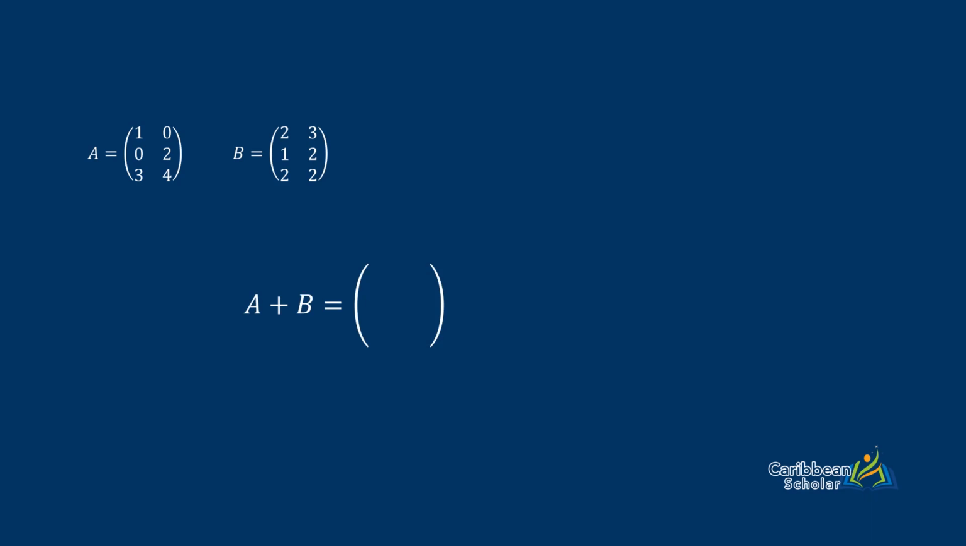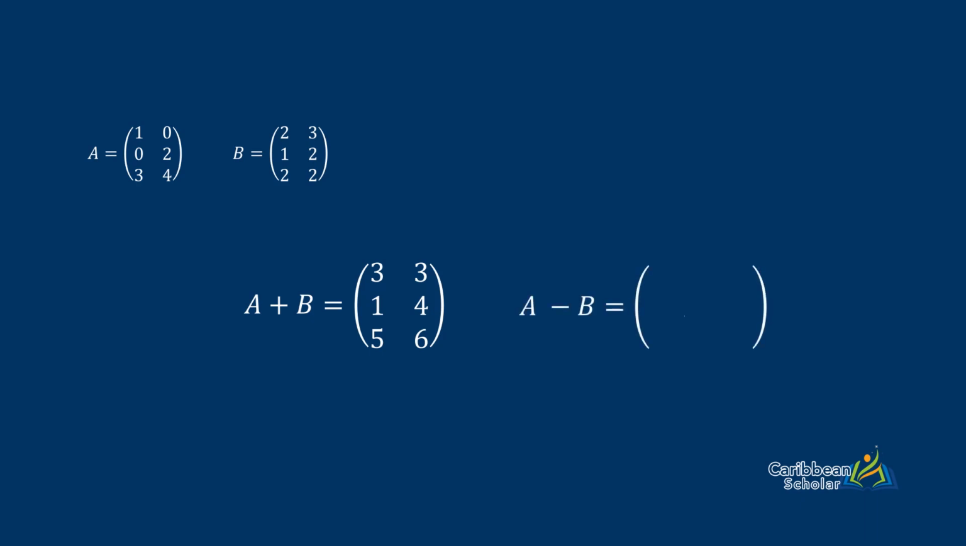So we say 1 plus 2 is 3. 0 plus 3 is again 3. 0 plus 1 is 1. 2 plus 2 is 4. And 3 plus 2 is 5. And 4 plus 2 is 6. Notice that we added the corresponding elements from each section in the matrix, and that's how we were able to get A plus B. And let's repeat this process for A minus B.